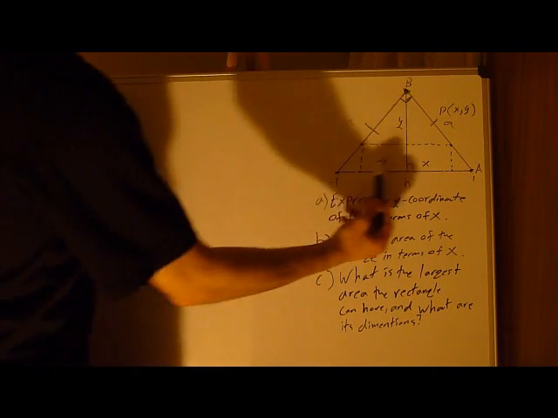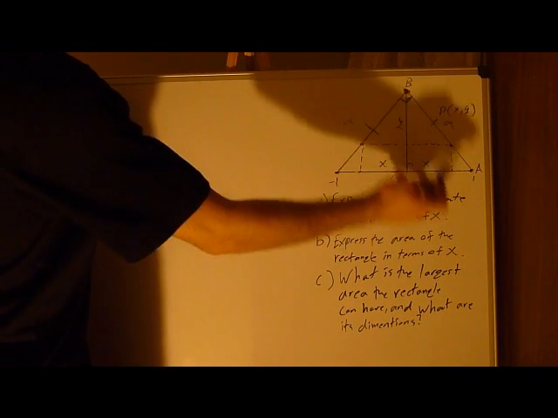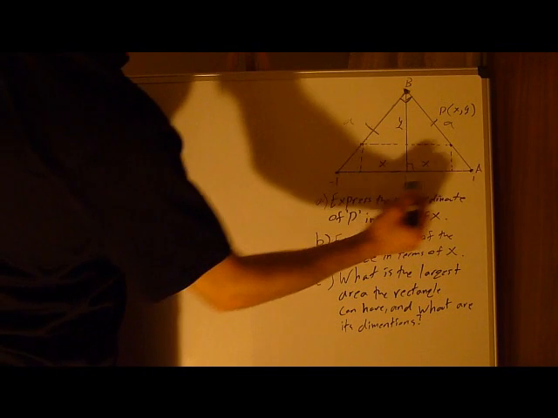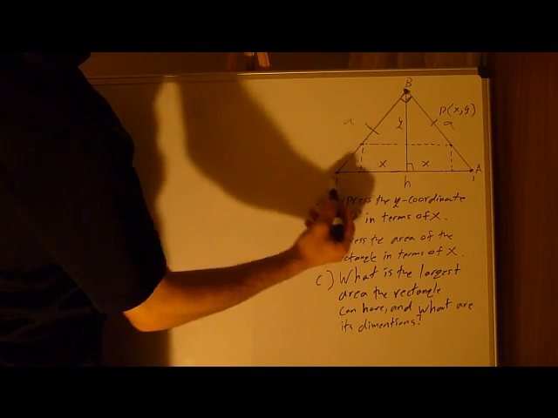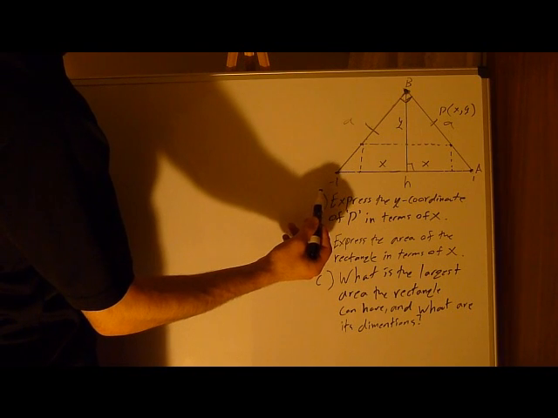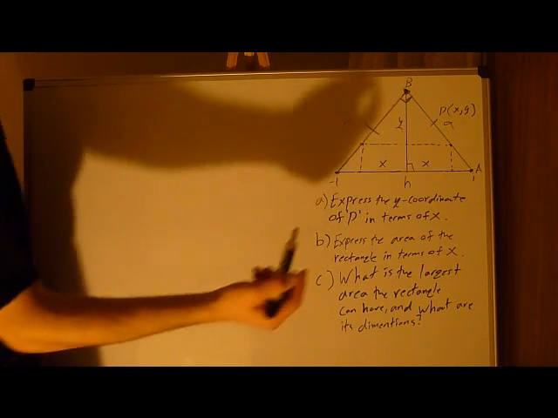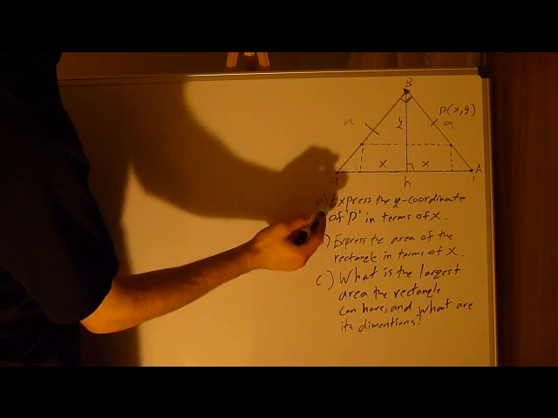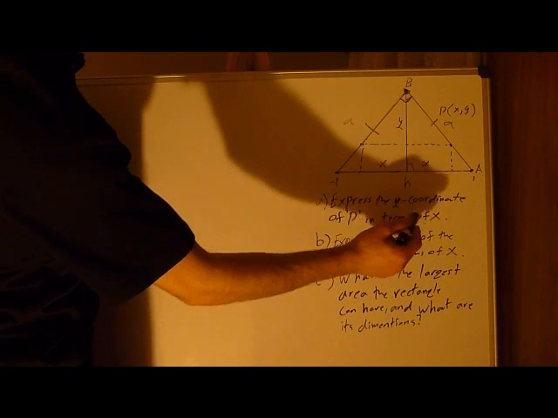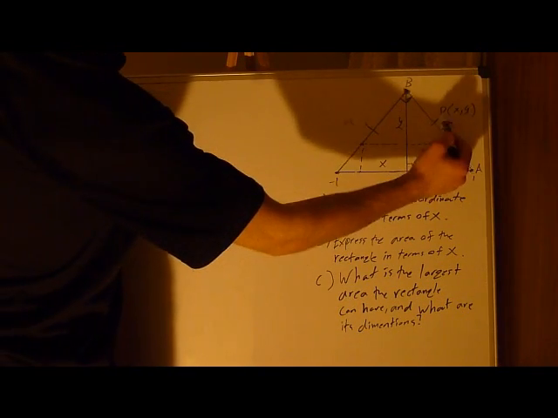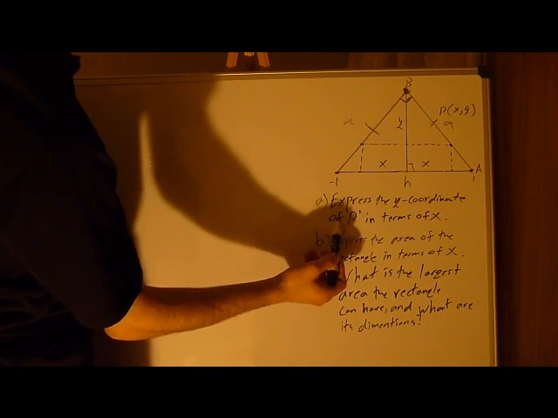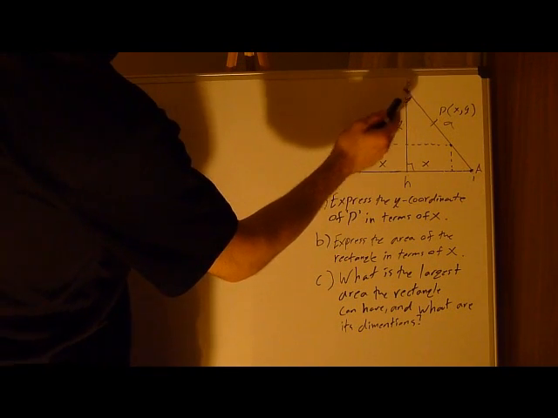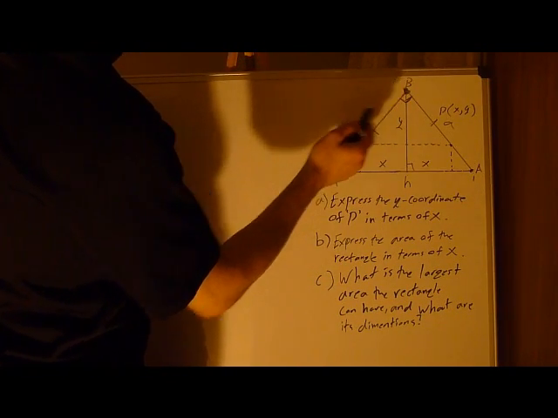In this problem, we have a rectangle inscribed within an isosceles right triangle. The hypotenuse of the triangle is 2 units. It's between -1 and 1, so it's 2 units. Part A asks us to express the y coordinate of P, P is this point over here, in terms of x. In other words, find the equation of the line AB.